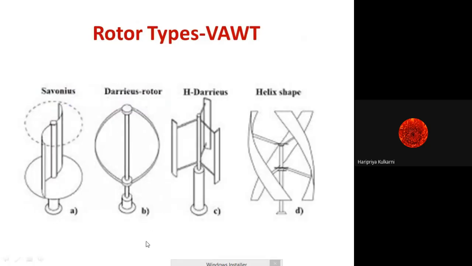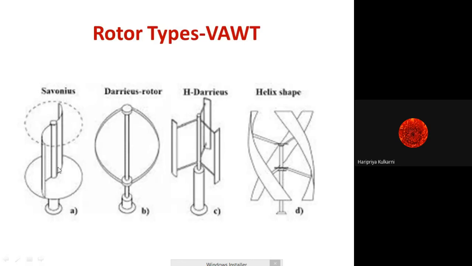Today we have to see various types of vertical axis wind turbine rotors. There are four different types: Savonius, Darrieus, H Darrieus, and helix shape. Depending upon the shape of the rotor, if you observe here, the shape is like an S, so it is Savonius. Depending upon the blade structure, as per aerodynamics theory, different blade shapes are designed so that we can extract the maximum speed and generate maximum wind energy. In a vertical axis wind turbine, we don't have any yaw control to face the wind. Wind in any direction will directly rotate the turbine.